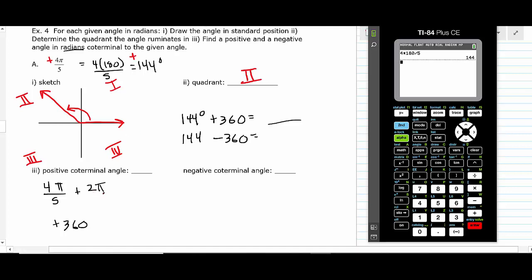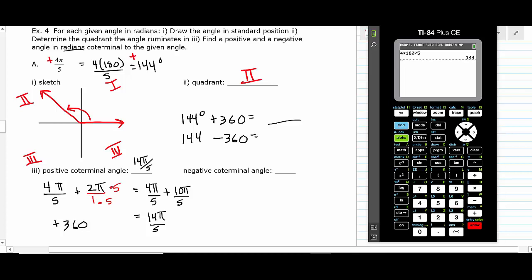Now I'm going to put that over 1, and get a common denominator. The common denominator is 5, so I just multiply by 5 over 5. And then what I'll end up getting is 4 pi over 5 plus 10 pi over 5. Therefore, that's 14 pi over 5.